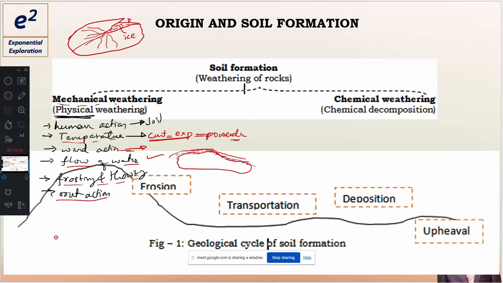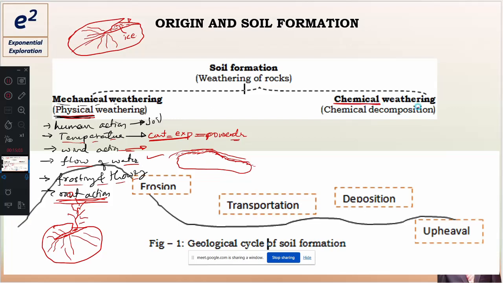Then root action, for example, if this is a rock with some cracks here, and inside some soil is there here. Let us consider some part of the soil is there, and here one small plant will grow. That plant will spread its roots inside, and those roots will disintegrate your rock, and the rock will be powdered. This is called as a root action, right? Like that we have many physical activities that are causing the weathering of rock, right?